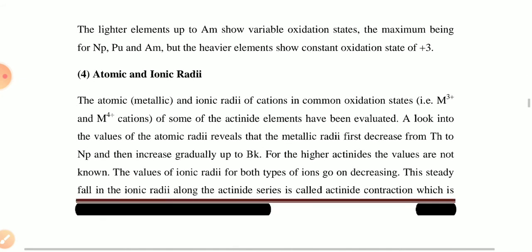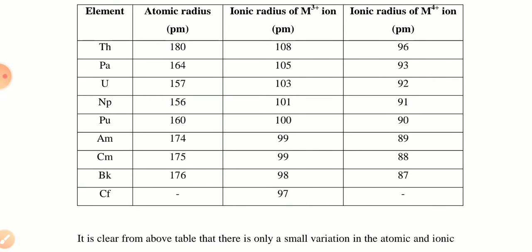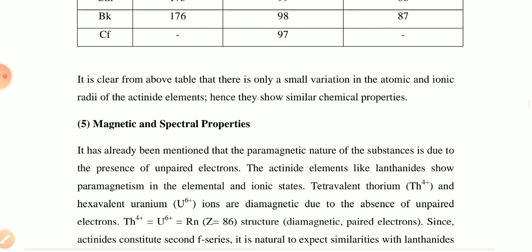Next, the atomic radii of actinide metals and their +3 and +4 cations. You can see the ionic radii values for the actinide elements differ with the oxidation state. Comparing the +3 and +4 oxidation states, the +3 oxidation state has the larger value for the radii.